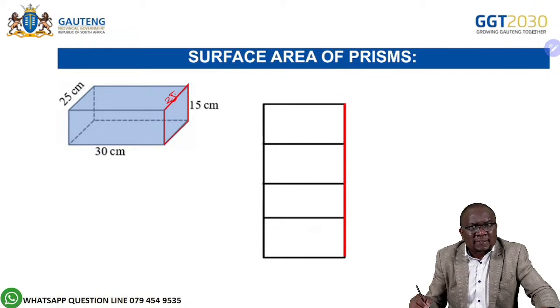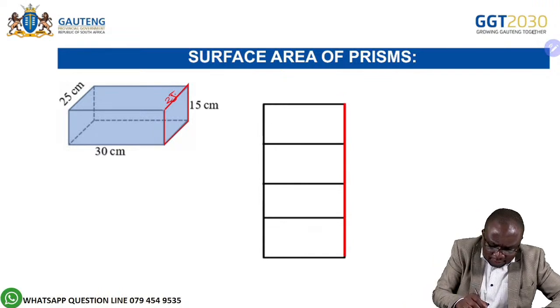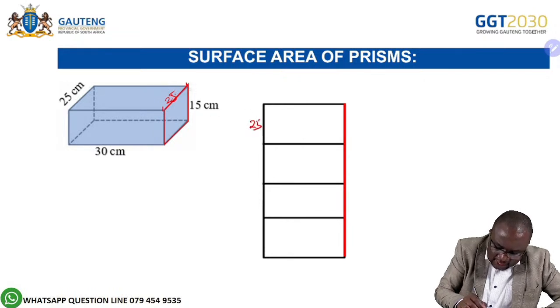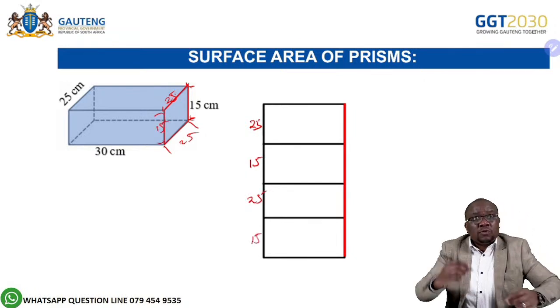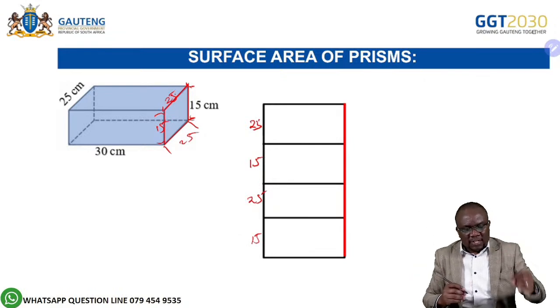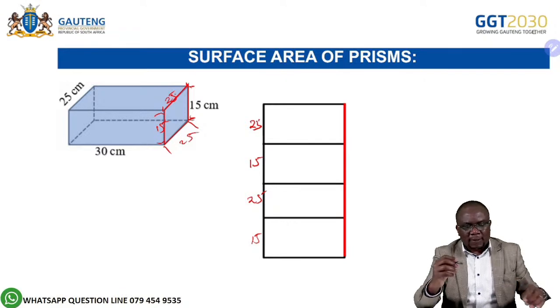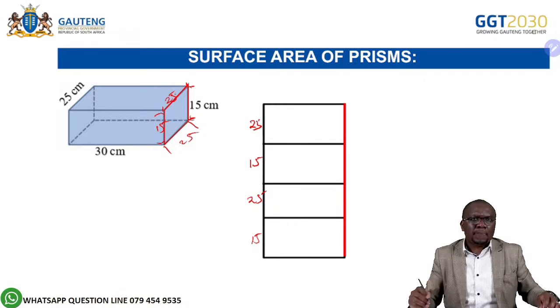Do you believe that? Like here, from there to there, we have 25. So this can be 25. And then from there to there, we have 15. This is 15. And then from there to there is 25. This is 25. And then from there to there, that is 15. You see that? So we add all those. 25 plus 15 plus 25 plus 15, which is the perimeter of what?